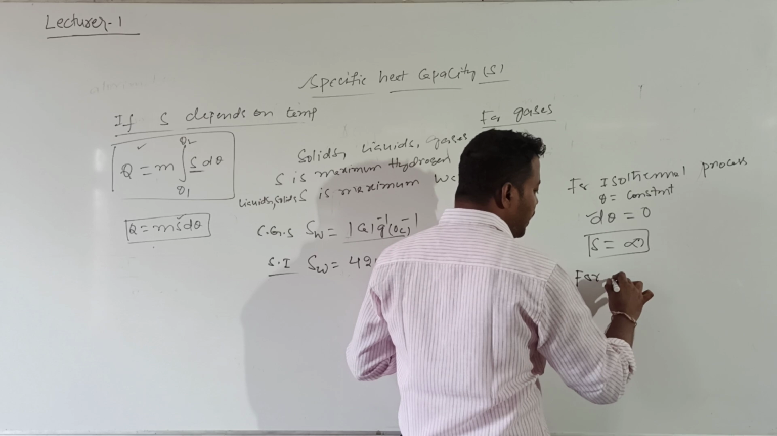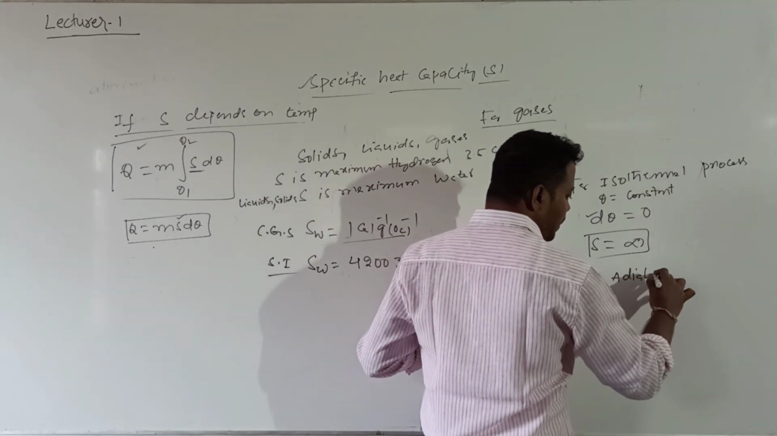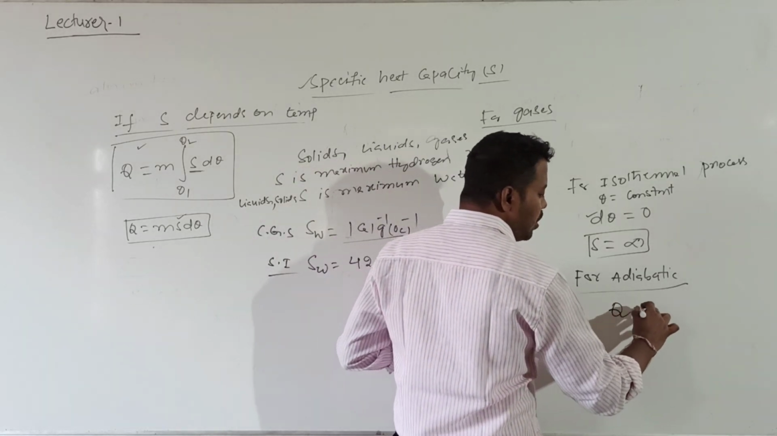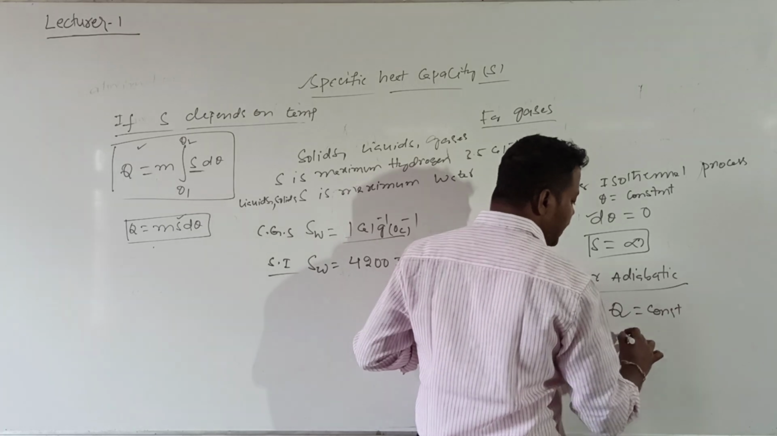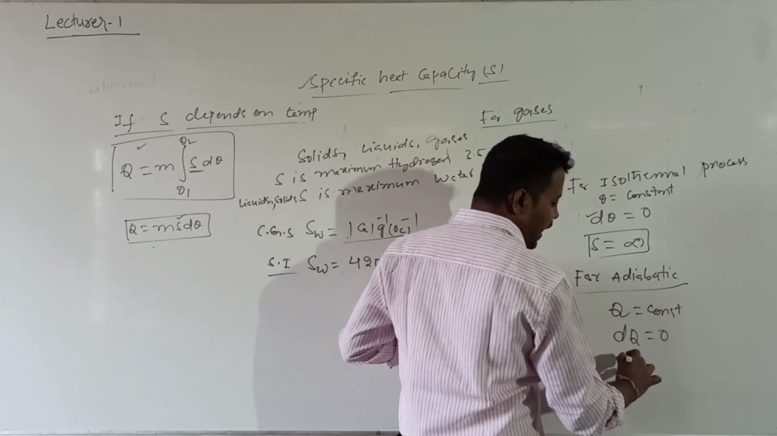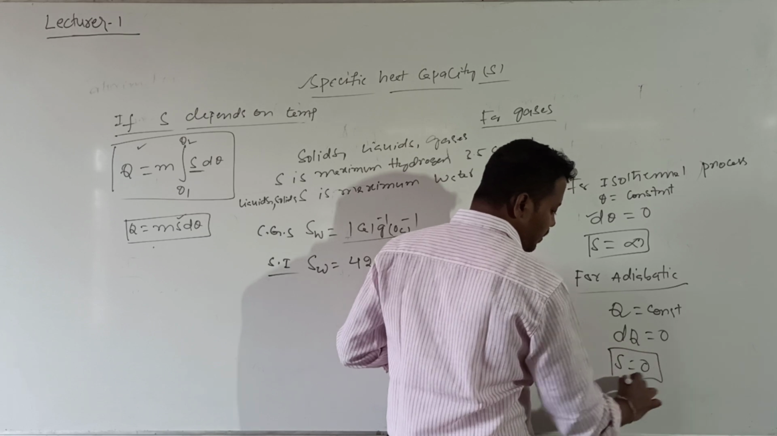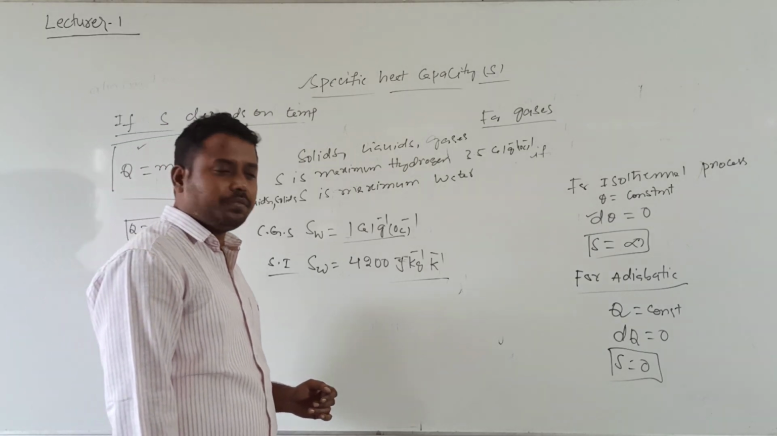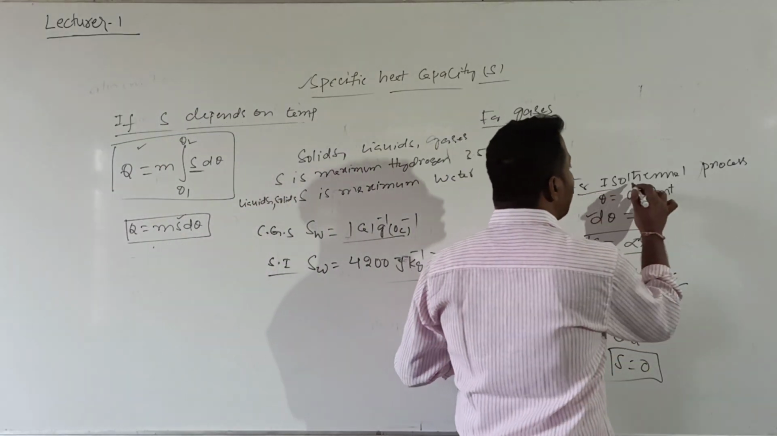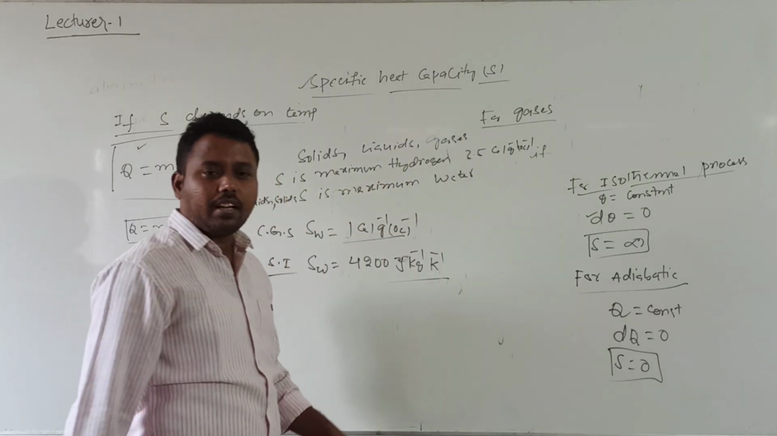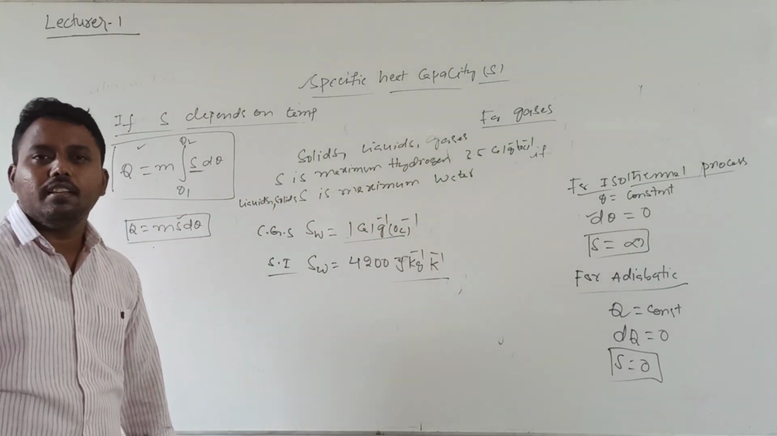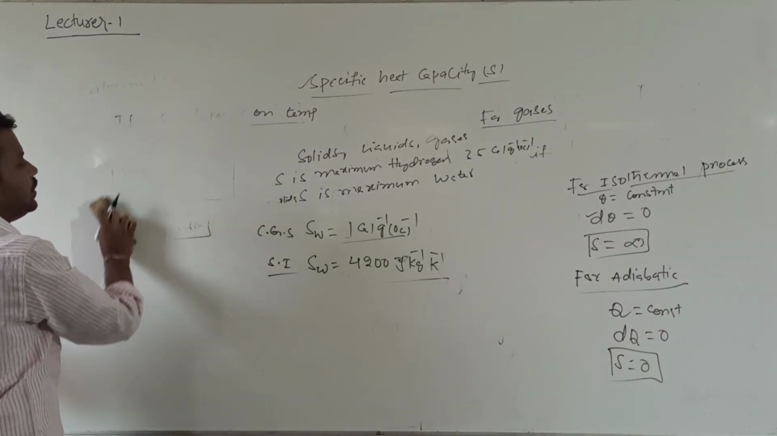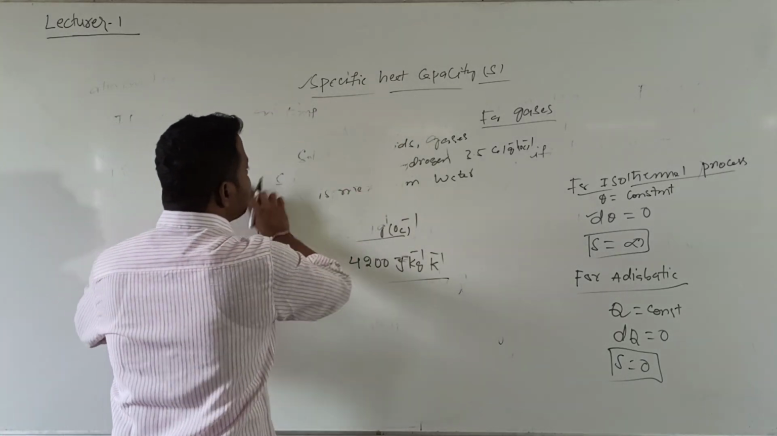Whereas for adiabatic process, what is the meaning of adiabatic process? There is no exchange of heat. So Q value is constant. When Q value is constant, dQ value is 0. When dQ value is 0, S value will be 0. Many times asked question: what is the specific heat capacity for isothermal process and for adiabatic process? Clear? So this is regarding the specific heat capacity.